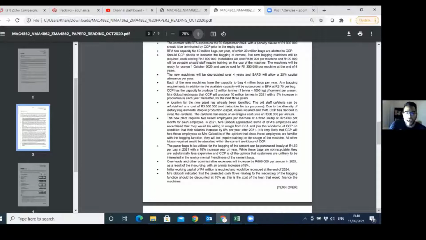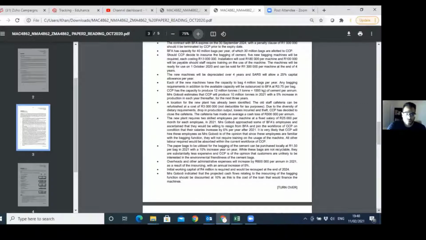Initial working capital of 4 million Rand is required and would be recouped at the end of 2024. Just be aware, they could have just said initial working capital of 4 million Rand is required, full stop. You must know that when you invest working capital initially, at the end of the project, you will get the working capital back. You will recoup it. So they did not have to tell you that it would be recouped. Okay, the last bullet point.